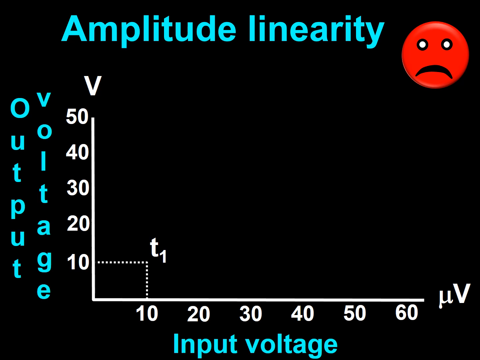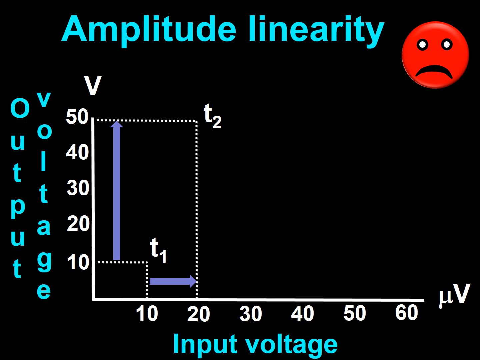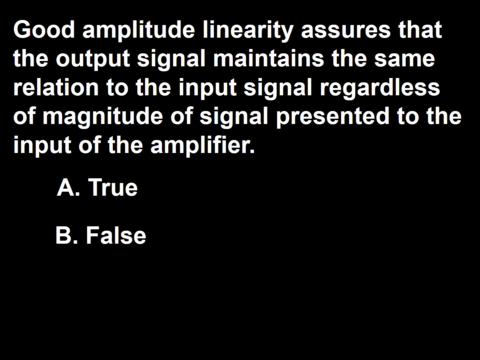A bad differential amplifier in the same situation will increase at a different rate. So at T1, 10 volts will be produced when 10 microvolts are introduced to the amplifier. Whereas at T2, when 20 microvolts are introduced, the bad amplifier will produce 50 volts. So the answer to this question is true.